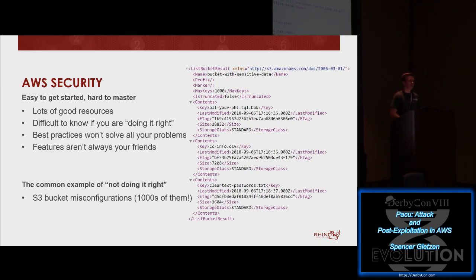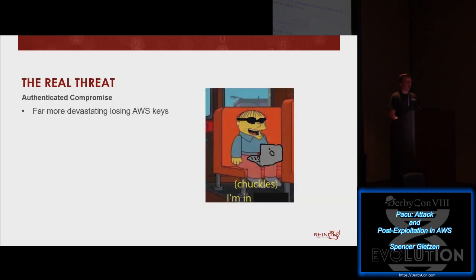It's looking at a listable bucket online. It's got all your phi.sql.back, credit card info.csv, clear text passwords.txt. A little bit of an exaggeration, but it almost is literally what we've been seeing over the past couple of years. And S3 bucket misconfigurations are one thing, but the real threat comes in with authenticated compromise, and you're at a much higher risk of lots of different kinds of attacks if you lose your keys versus just somebody discovering your open endpoint on the internet.